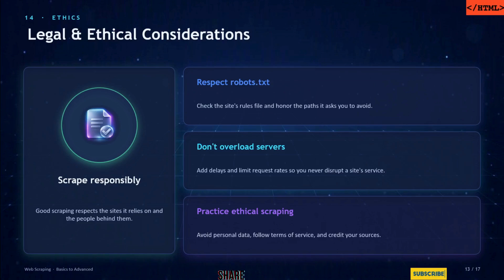Ethics. Web scraping must always be performed responsibly and ethically. It is important to respect the robots.txt file of a website, which specifies which parts can or cannot be accessed. We should avoid sending too many requests to prevent overloading servers. Ethical scraping also means avoiding personal or sensitive data and following the website's terms of service. By maintaining these practices, we ensure that scraping remains legal and respectful.